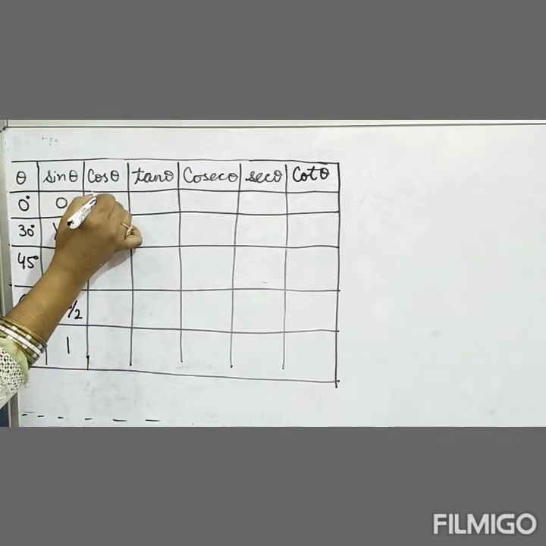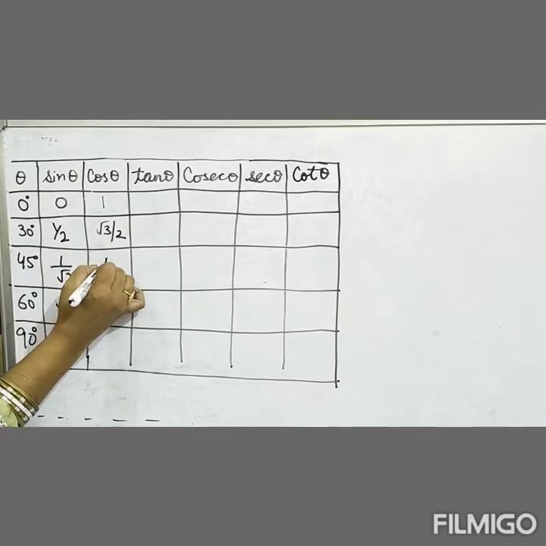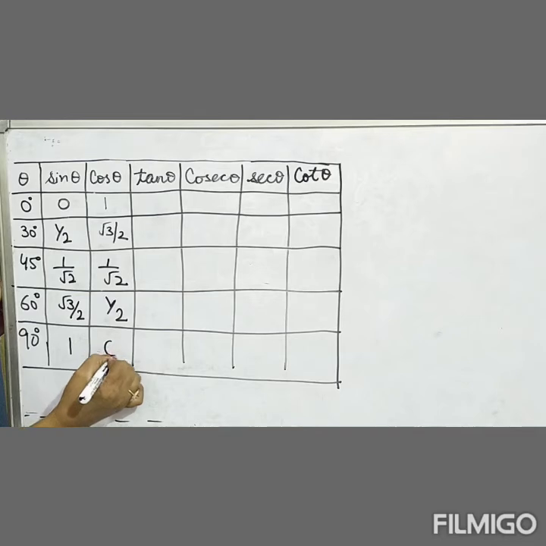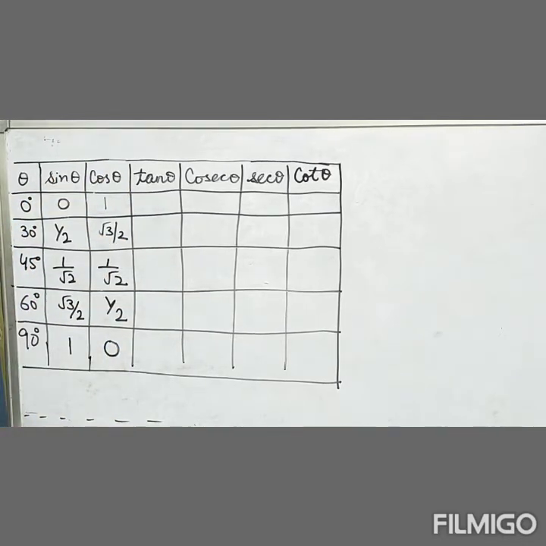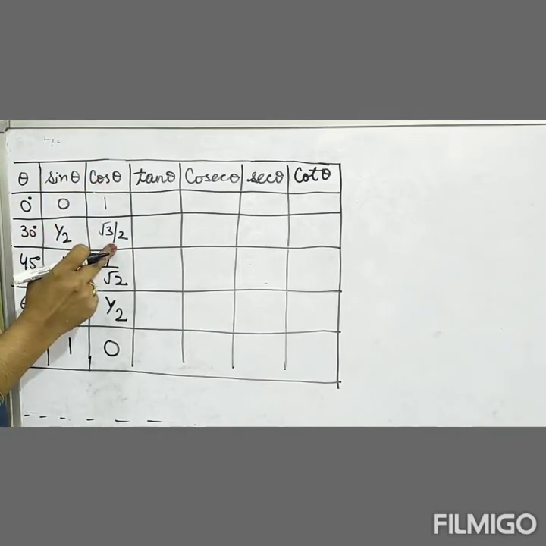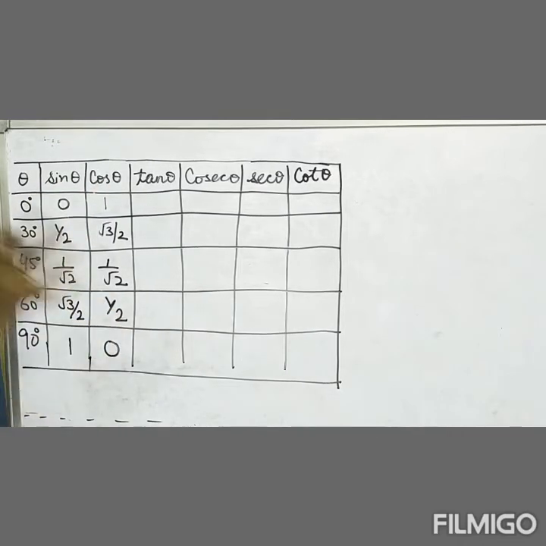Start from here. This is 1, root 3 by 2, 1 by root 2, 1 by 2 and 0. Okay, so these are the values for cos theta. That means cos 0 degree is 1, cos 30 degree is root 3 by 2, cos 45 degree is 1 by root 2, cos 60 degree is 1 by 2, cos 90 degree is 0. So we will get the value of cos in this way.